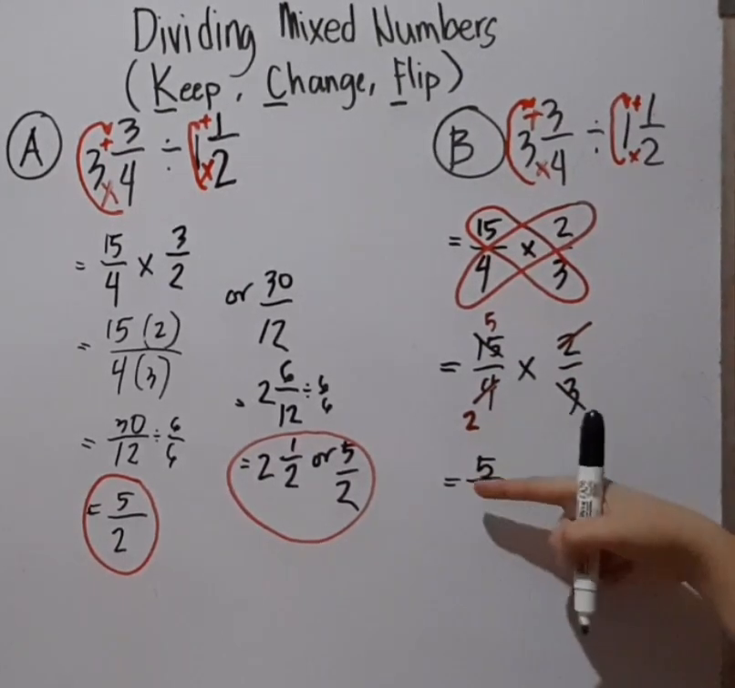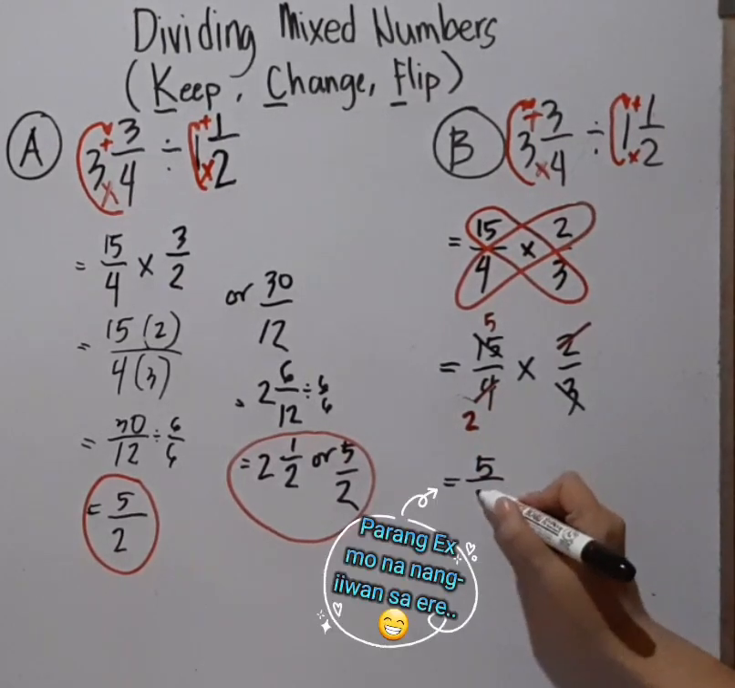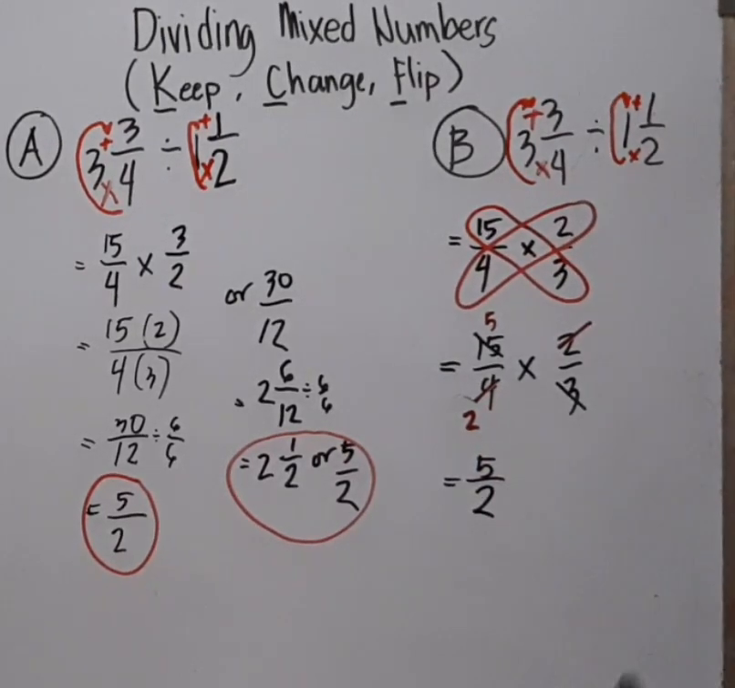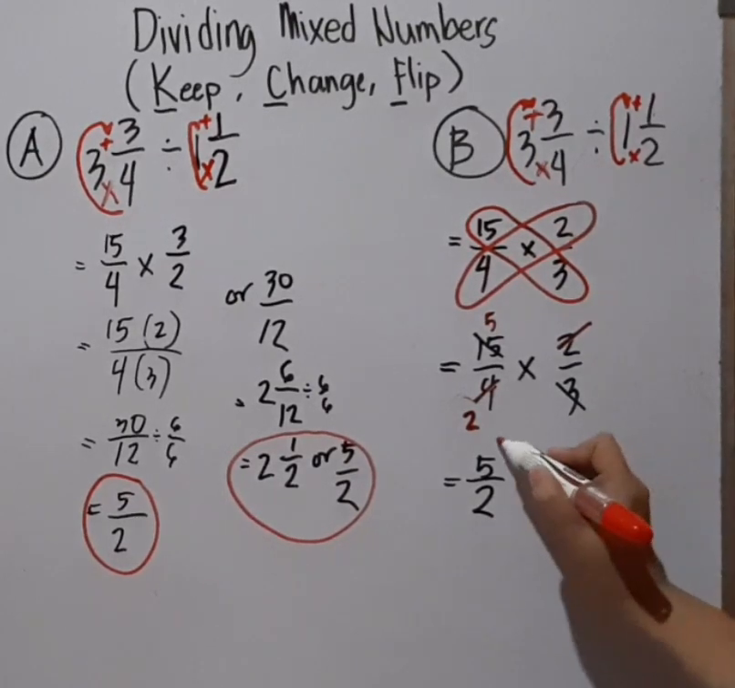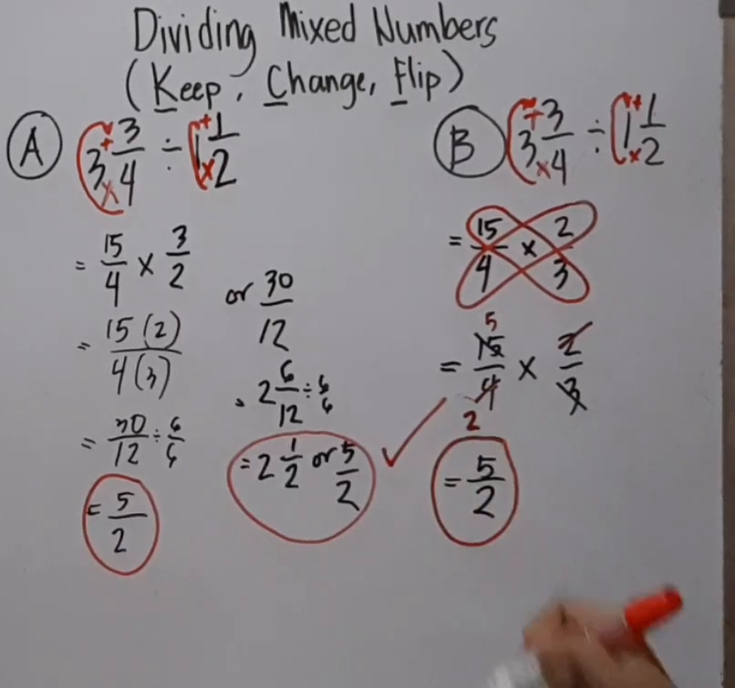Over naman sa baba, yung naiwan is number 2. So, automatic 2 yung ilalagay mo as numerator. So, same answer, right? Diba? Same lang yung answer.